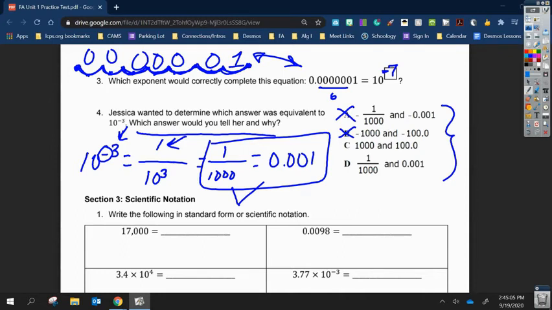C was simply 1,000 and 100, which are different numbers, different values, so that can't be true. The correct answer is D, which is right here. You probably could have answered this question without having to actually do any work if you just knew that they shouldn't be negative, and 1,000 and 100 doesn't make sense.